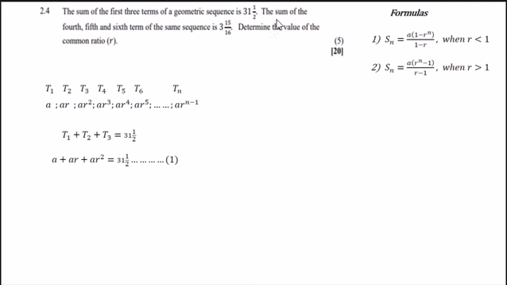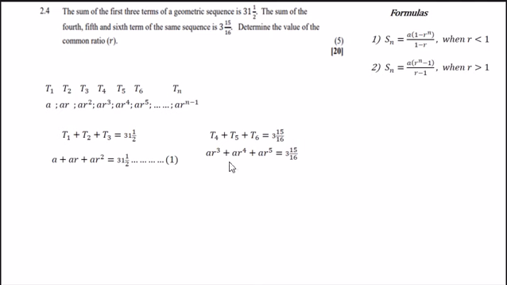From this information, the sum of the fourth, the fifth, the sixth of the same sequence is 3 and 15 over 16. So this means when we add T4, T5, T6, we get 3 and 15 over 16. This is what we have: T4, T5, T6, 3 and 15 over 16. Then we substitute our terms here. This is what we get.